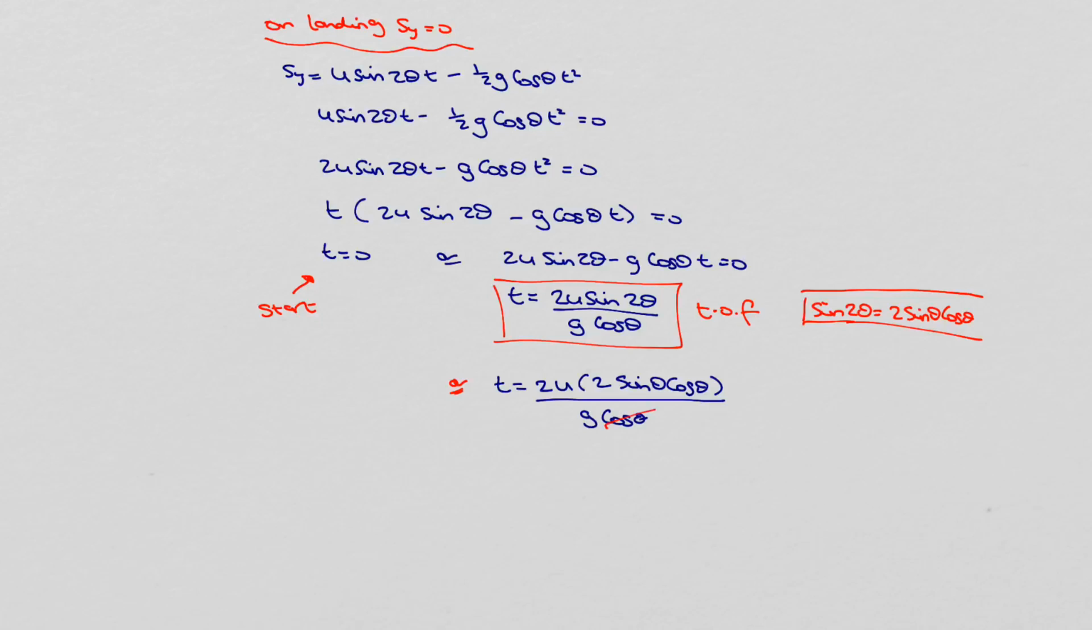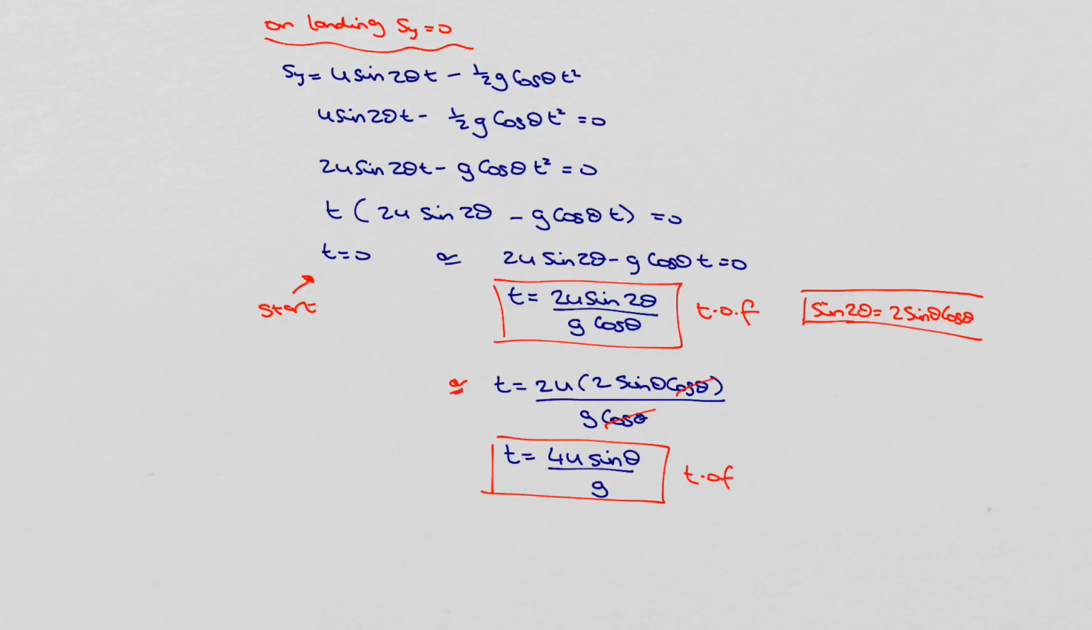So how many of you forgot to spot that? And that will leave us then with 4u sine theta over g. Okay, so either of those would represent the time of flight, but at some point you're going to have to get rid of that sine 2 theta. Okay, so now we know our time of flight.